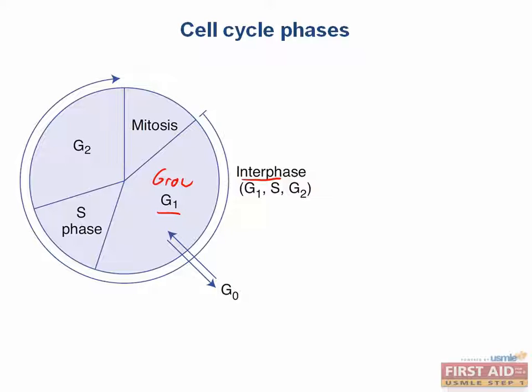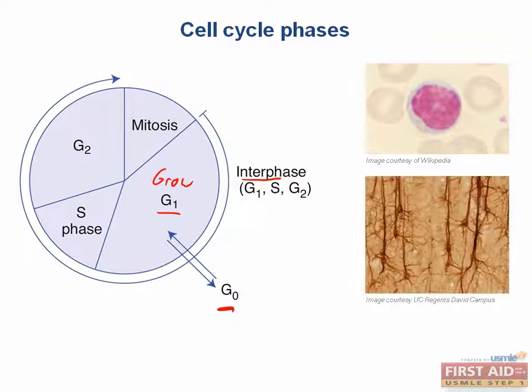This is also the only time that cells can exit the cell cycle to enter G0 phase, in which they are not dividing. Some cells in G0 are still capable of dividing when stimulated to do so, and can re-enter the cell cycle in G1, such as fibroblasts, hepatocytes, and lymphocytes like this one here. Cells can also leave the cell cycle during G1 to become terminally differentiated, such as neurons like these, or muscle cells or erythrocytes, which will never divide again.